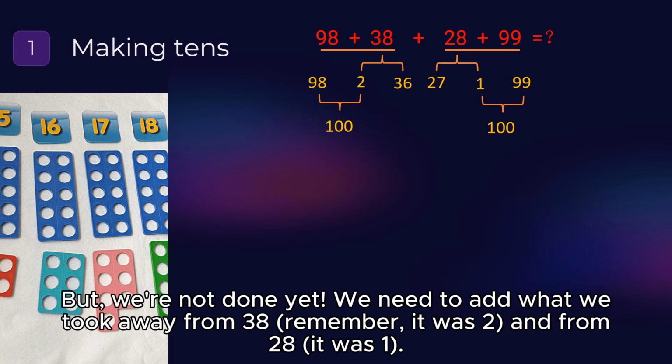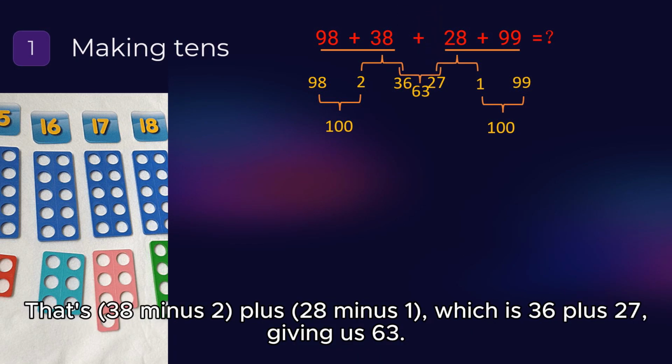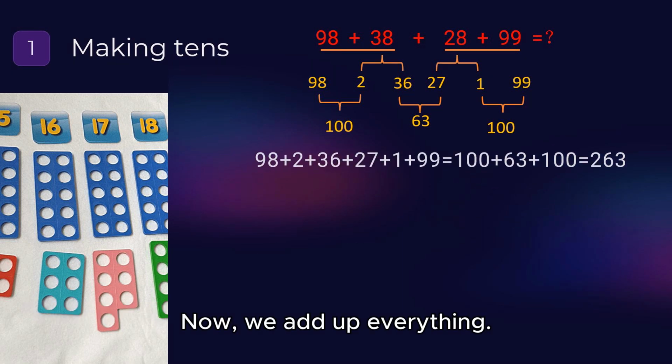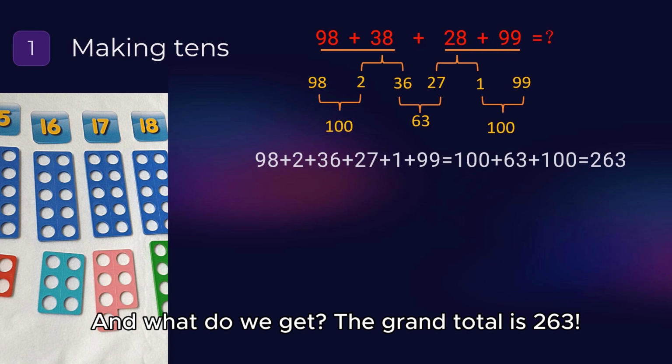But we're not done yet. We need to add what we took away from 38, remember. It was 2, and from 28 it was 1. That's 38 minus 2 plus 28 minus 1, which is 36 plus 27, giving us 63. Now, we add up everything. And what do we get? The grand total is 163.